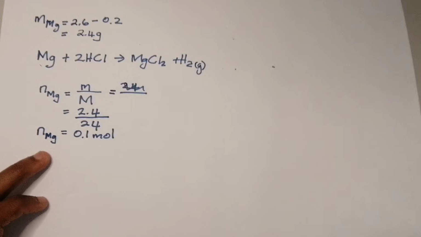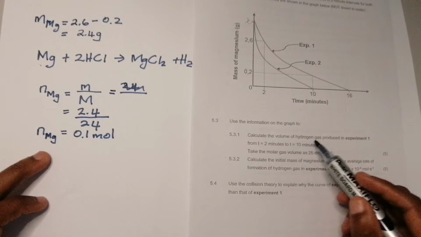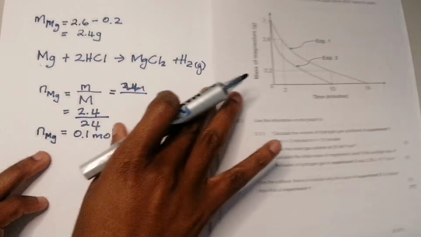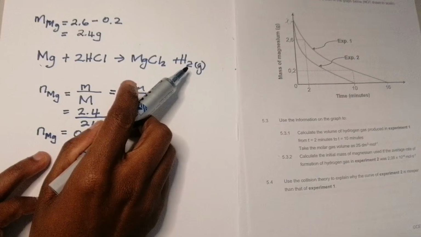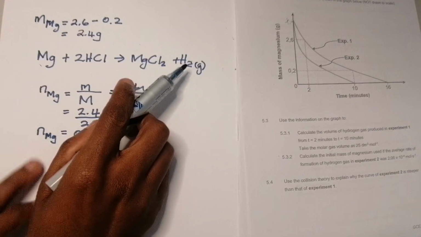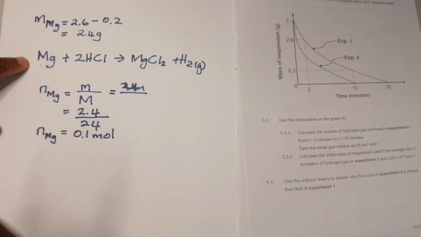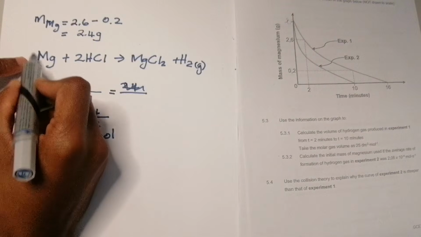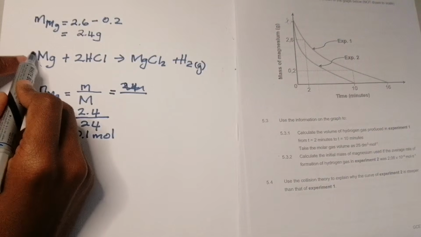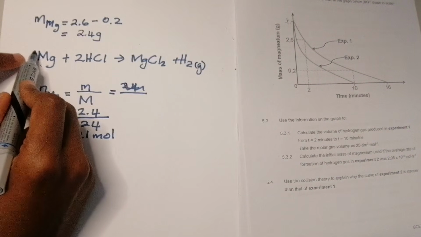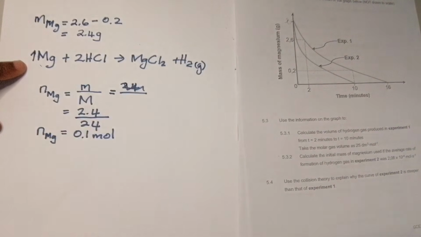Remember the question? The question said to us, calculate what? The volume of hydrogen. So what we want to find out is how much hydrogen was formed at the end. Now please follow me carefully. The formula says, remember these stoichiometric coefficients, there's a coefficient of 1. It says for every 1 mole of magnesium, I will produce 1 mole of what? Hydrogen.